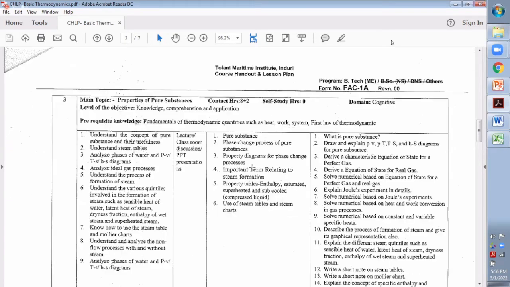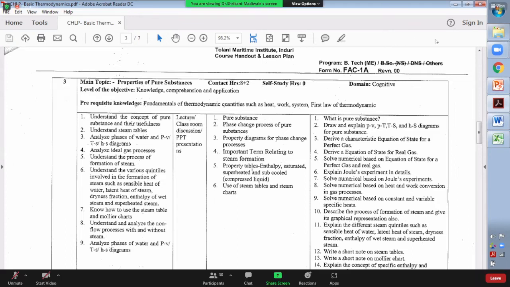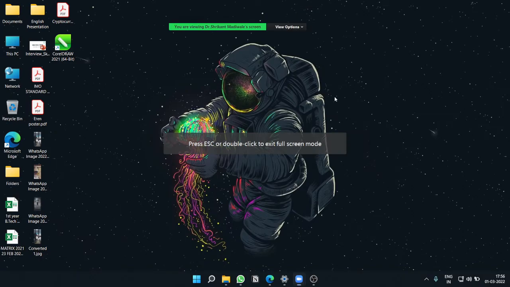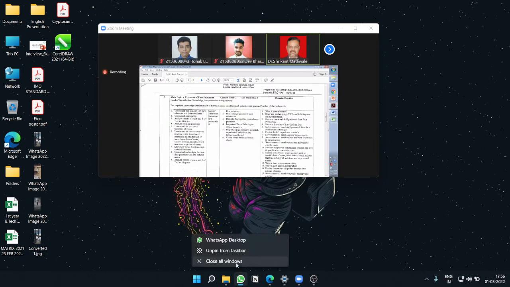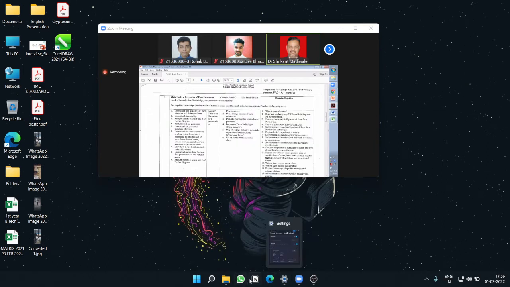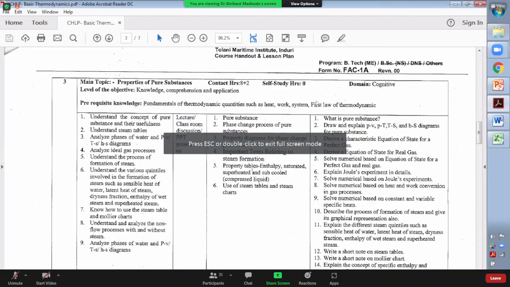In topic number 3, we'll try to understand the properties of pure substances. That covers the conversion of water into steam and the associated terminology. We'll also use the steam table. You are allowed to use the steam table directly in the examination hall itself. You can carry the steam table, or the examination department will provide you the steam table at the time of examination. But you should have one copy of the steam table.